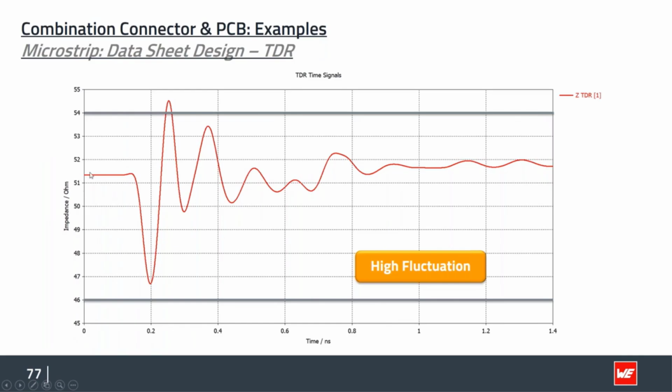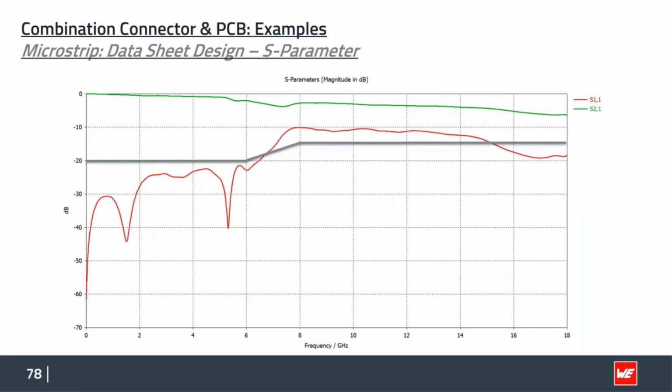So we have here in the first step an impedance mismatch, which is still on the okay side, but it takes very long until it stabilizes. And if we look on the frequency side, on the S parameter, we see that we only are below our limits, let's say up to 6 gigahertz, but the connector should be able to do 18 gigahertz. So there is something to do still.